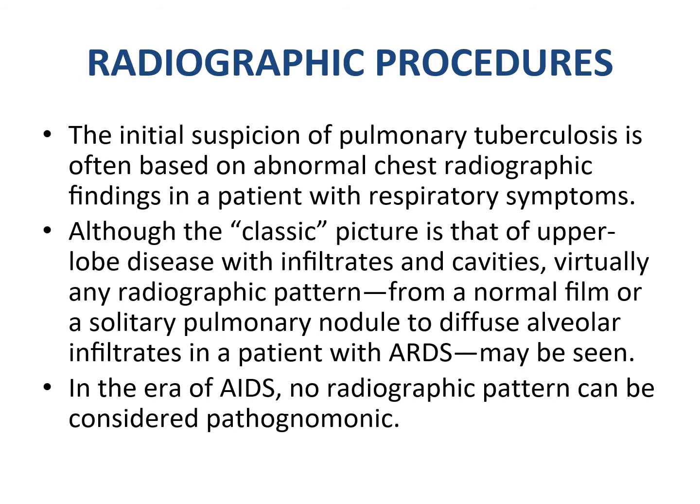Radiographic procedures. The initial suspicion of pulmonary tuberculosis is often based on abnormal chest radiographic findings in a patient with respiratory symptoms. Although the classic picture is that of upper lobe disease with infiltrates and cavities, virtually any radiographic pattern can be seen, from a normal film or a solitary pulmonary nodule to diffuse alveolar infiltrates, and in a patient with IRIS. In the setting of AIDS, no radiographic pattern can be considered pathognomonic.